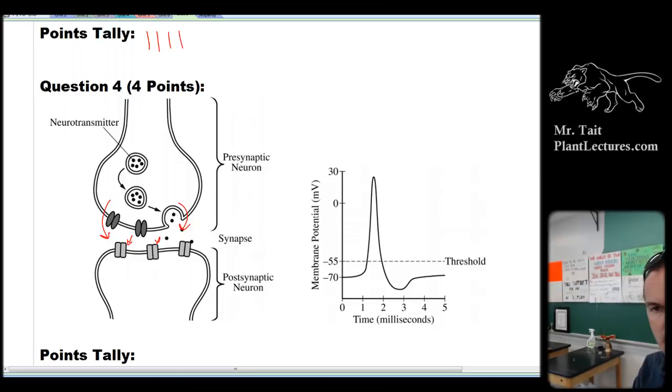This is a chemical synapse here, so there's nothing to indicate that you're going to see any hyperpolarization or anything like that. So it's just going to stay the same, right? I think that's the best answer in this case. It doesn't indicate anything other than that.